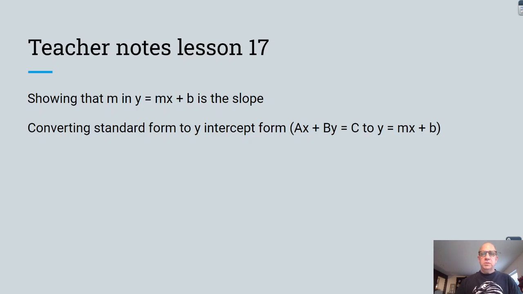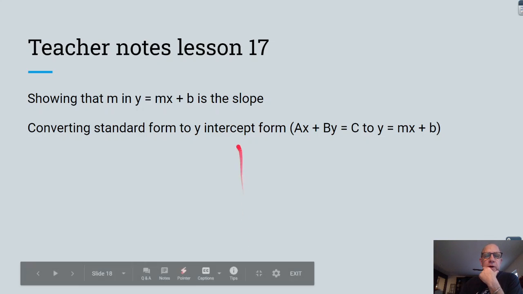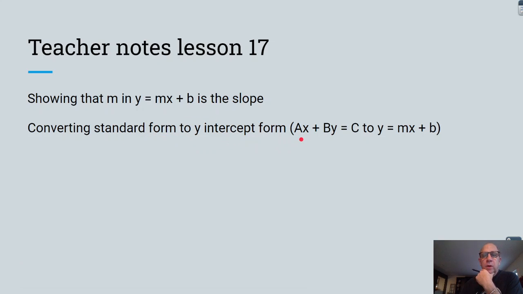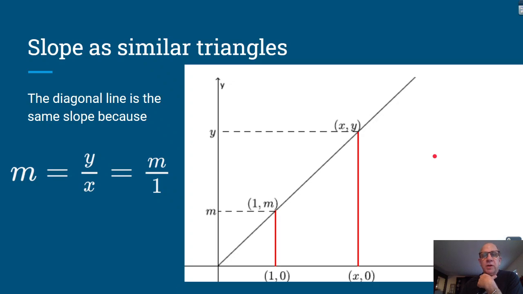All right, students, here's lesson 17 showing that m in y equals mx plus b is the slope and converting standard form to y-intercept form, standard form being ax plus by equals c to y equals mx plus b. So let's take a look. First of all, we're going to prove that m is the slope.